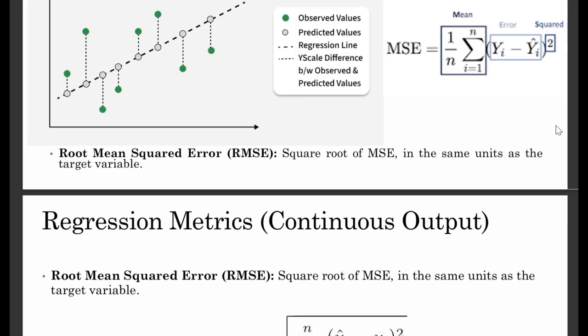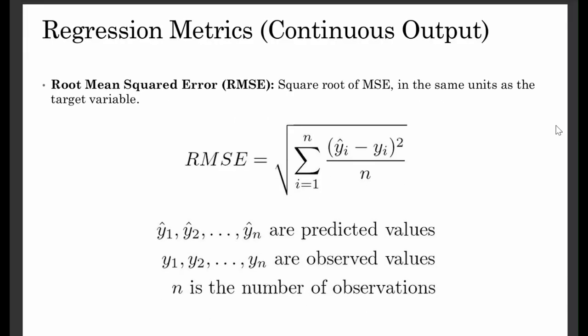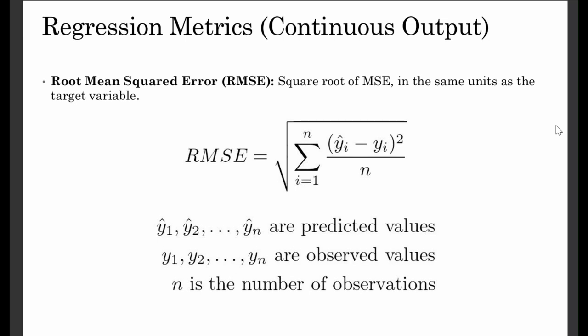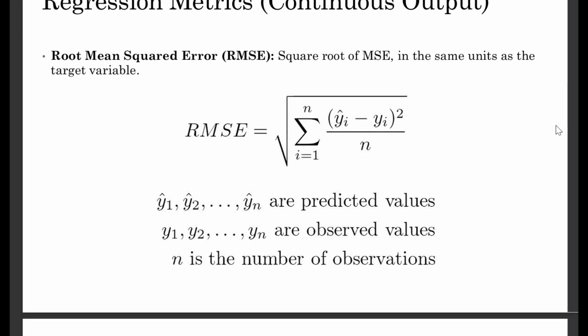Coming to root mean square error, RMSE. The root mean square error brings the metric back to the same units as the target variable, making it easier to interpret than raw MSE while retaining the property of penalizing large errors more.